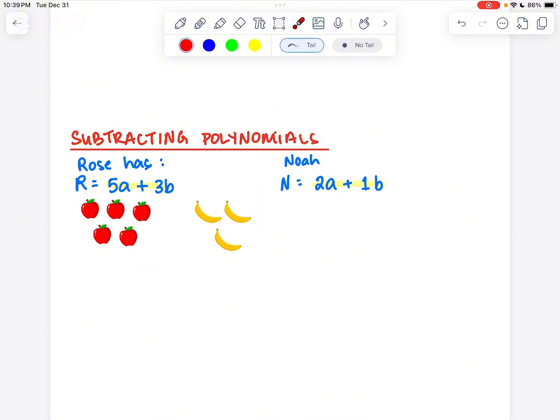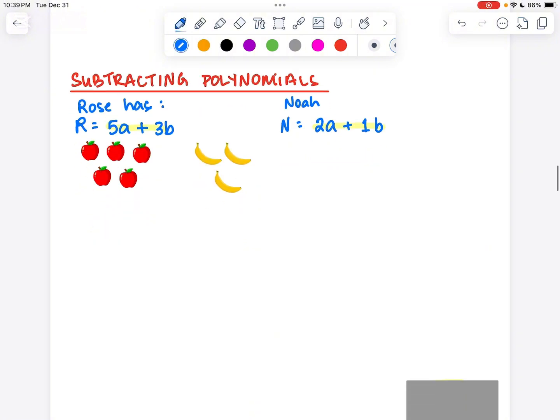She gets 5 apples and 3 bananas. She goes home, and Noah gets to request some. So she's bought some of this stuff to share with Noah. So let's say Noah says, I'd like to take 2 apples and 1 banana. Now, first of all, I'm hoping you can see that this is not an addition situation. We're not combining them. We're taking these items away from this total.